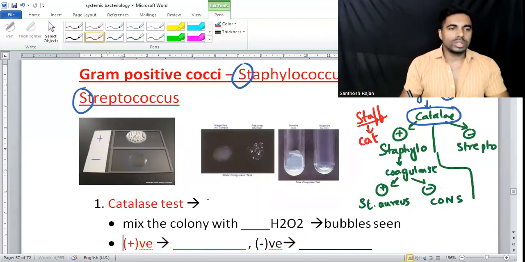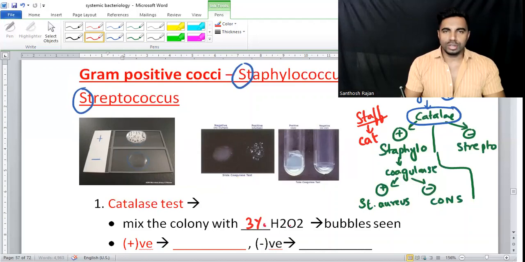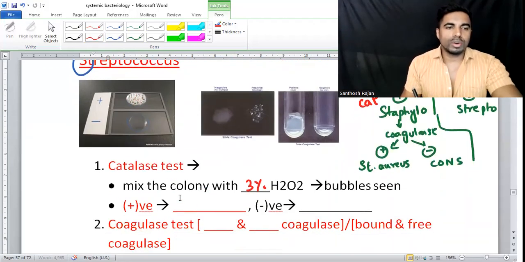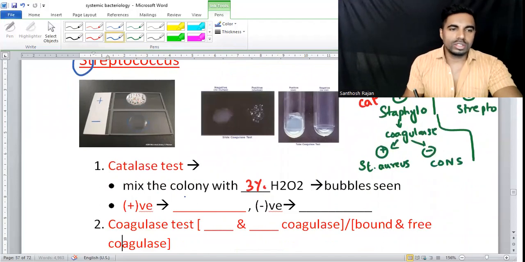Now when you go to the catalase test, how to do this test? You add 3% H2O2, 3% hydrogen peroxide, to the colony. You take a glass slide, mix the colony with 3% H2O2, and if bubbles or effervescence come like this, that means catalase positive. As I told you, if it is positive, then it will be your staphylococcus. If it is negative, then that is streptococcus.